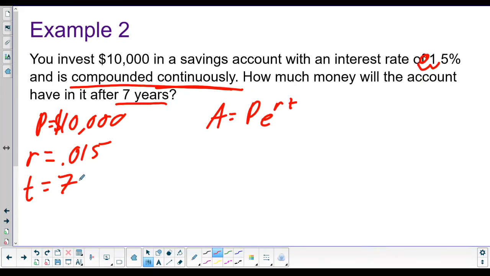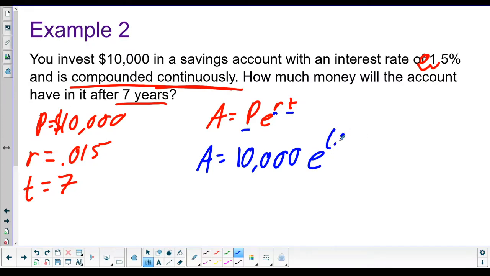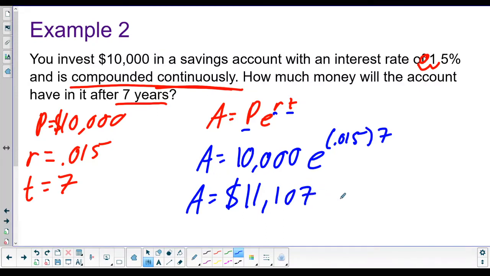So T is going to be 7 here. So we're just going to plug in these 3 variables to our 3 variables here. And then we're going to throw it into our calculator. So A equals 10,000 e to the power of 0.015 times 7. You could multiply those together if you want. I just threw the whole thing in my calculator like this. And I got an answer of $11,107.10.